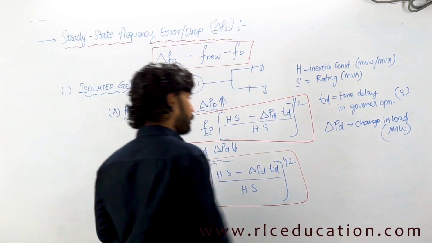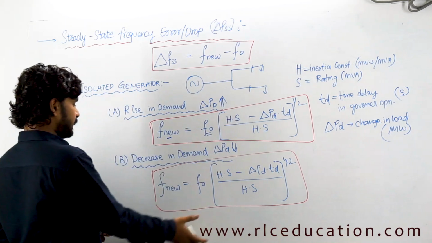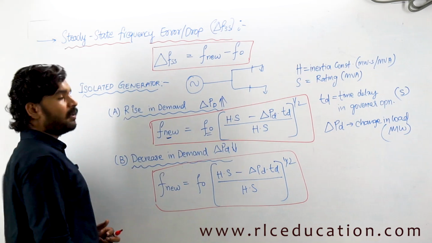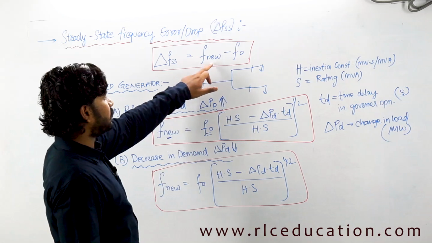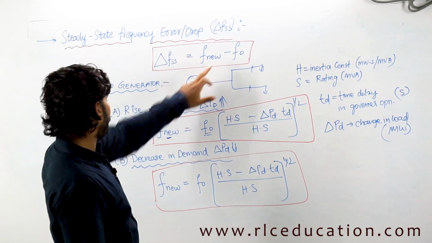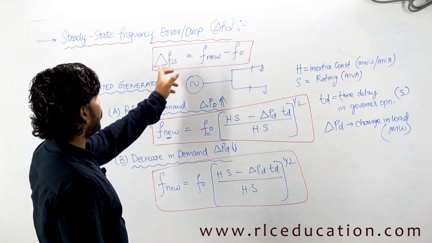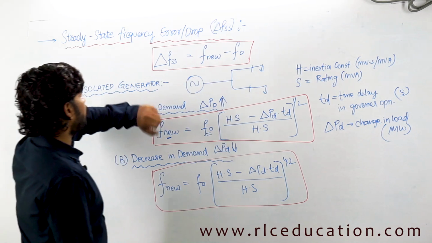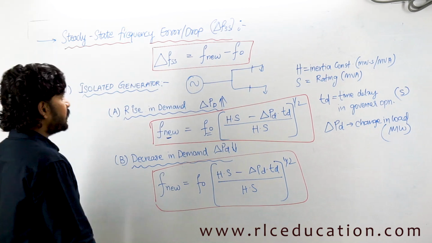Okay, the unit is megawatt. So these are the 2 cases of isolated generator where you may be asked to find out what is the steady state error. So you may find out the F new. From this you must subtract the old or the original frequency, then you will get the steady state frequency.